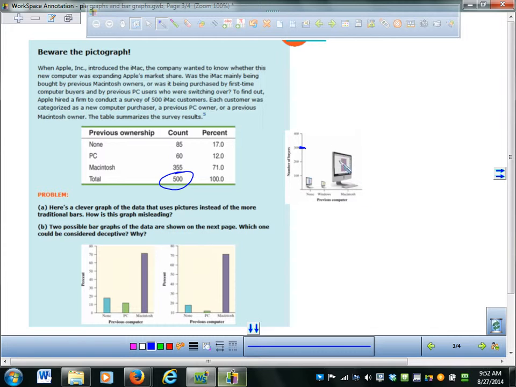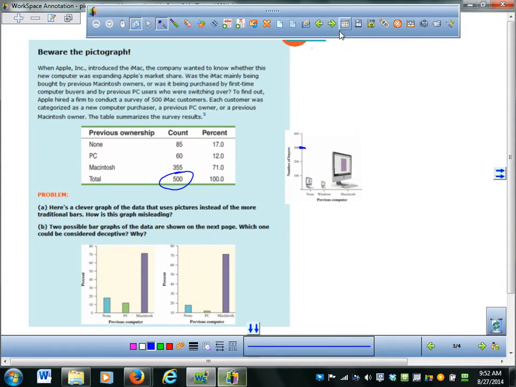So if this is the people owning Macs before, it's only about 5 times as big, but it looks like it's 25 times as big because it's going up by the area, right? And so these guys say, oh, look at how much people prefer Macs over PCs. Okay, and then they also talk about these bar graphs.